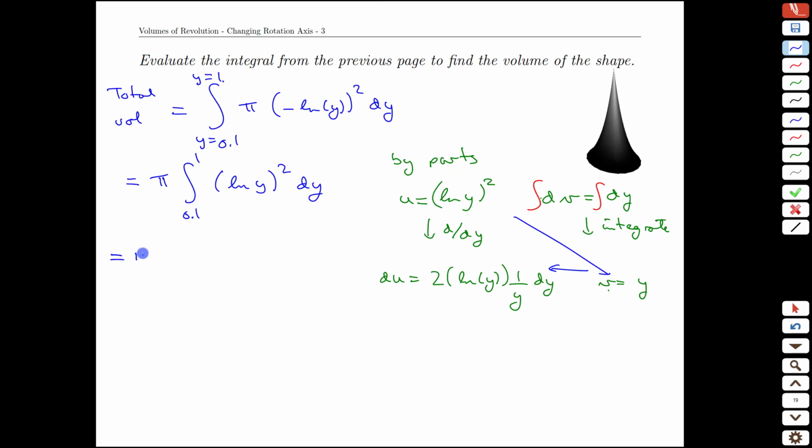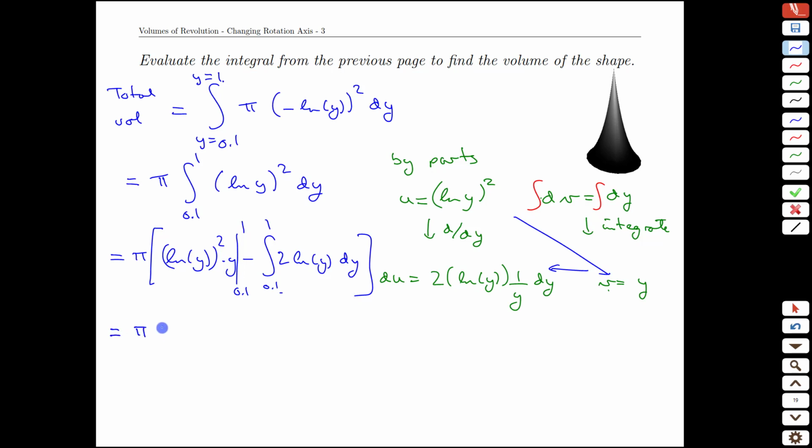This integral can be replaced by pi times ln of y squared times y, u times v, minus the integral over the same interval, 0.1 to 1, of y times this. And here we'll expand it out. The 1 over y and the y will cancel. In fact, we just get 2 ln of y dy. The only missing ingredient here is that this has already been integrated or dealt with. We have to remind ourselves we will sub in the limits of integration into that as well.